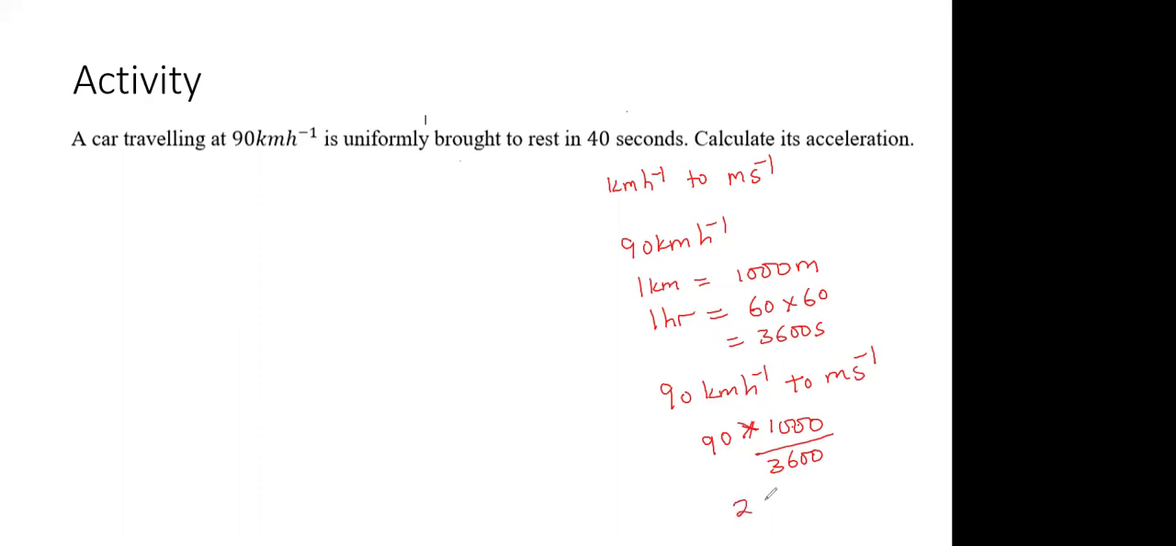So you will end up with 25 meters per second. So always multiply by 1,000 and then divide by 3,600. That's how we convert from kilometers per hour to meters per second. Now, when you look at this question, they are telling us that a car traveling at that speed, meaning that is the initial velocity. So for this case, u will equal 25, is uniformly brought to rest in 40 seconds.